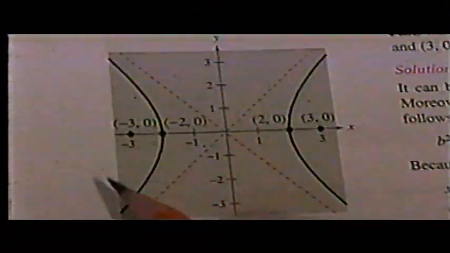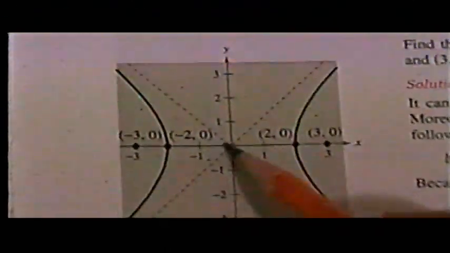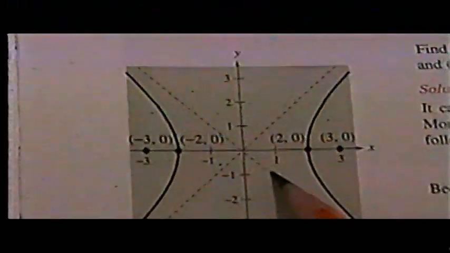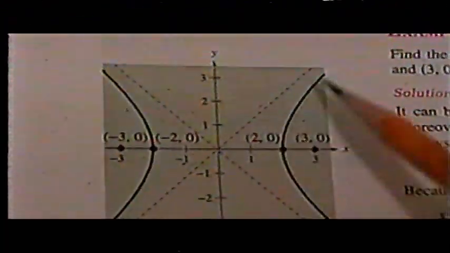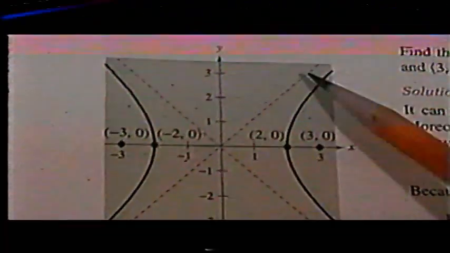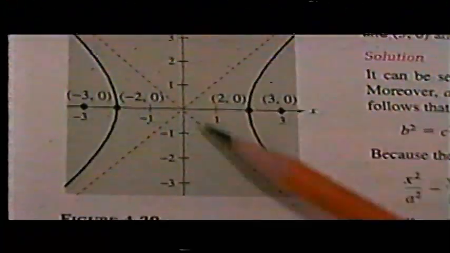Okay, so you see these imaginary lines here. These imaginary lines are asymptotes. So these are lines that the graph gets closer and closer to. Theoretically, the graph never touches these lines, but the graph keeps getting closer and closer to these asymptotes. Okay, so that's what we have as far as the graph is concerned.